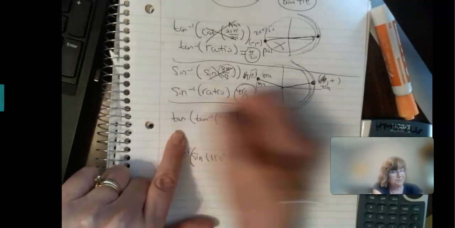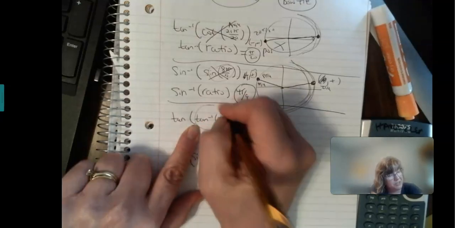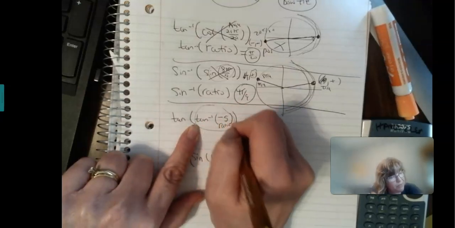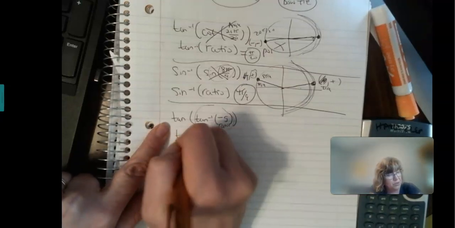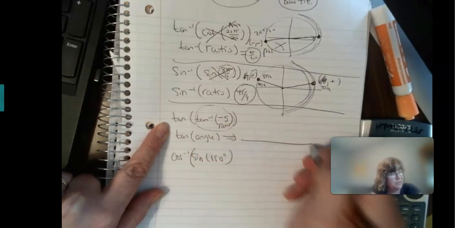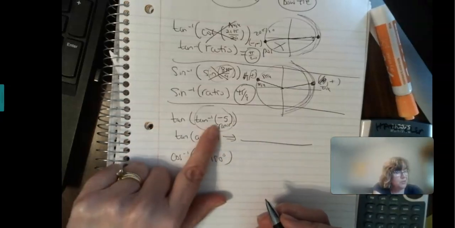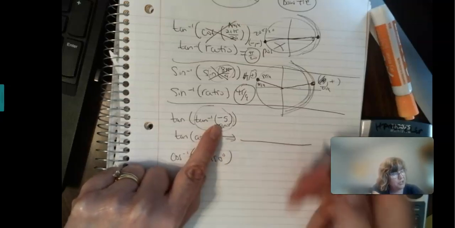All right, next one. Okay, this time my inverse function is going to eat, or have as an input, a ratio, and it's going to spit out an angle. This guy is going to take that angle, whatever it is, and my final answer is going to be some type of ratio. So this is a bow tie problem, right? Because I want a ratio ultimately.